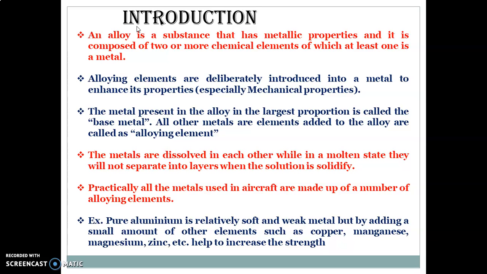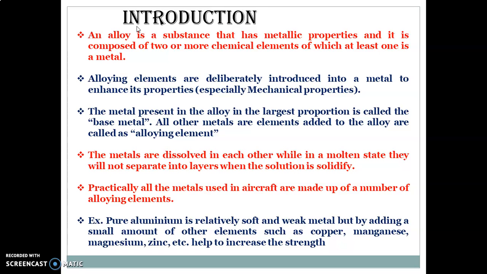The metals are dissolved in each other while in a molten state, and they will not separate into layers when the solution is solidified. This means one of the alloying elements gets dissolved into the other element. Then and only then do we consider this an alloy. The phase obtained after dissolving one of the alloying elements in the base metal will be homogeneous, and two distinct layers will not be identified.